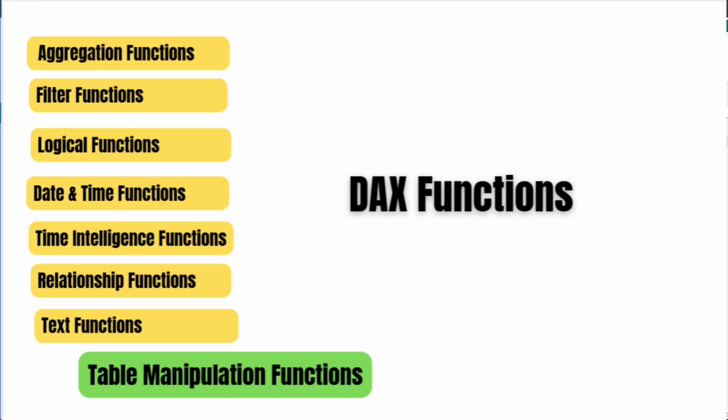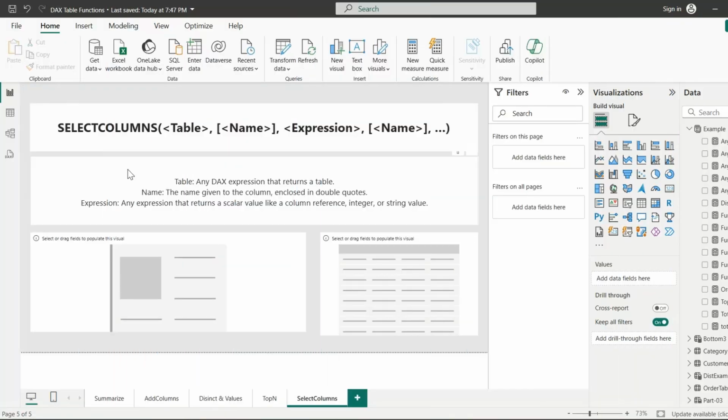So, let's get started. SELECTCOLUMNS is a DAX function used to create a new table by selecting specific columns from an existing table or table expression. You can also rename the columns while selecting them. So, it does not return the entire table but only the columns we chose.